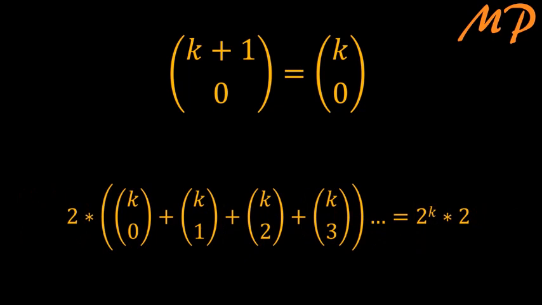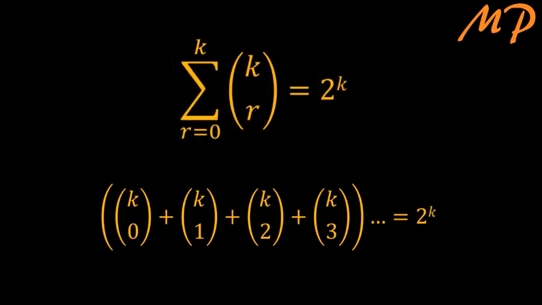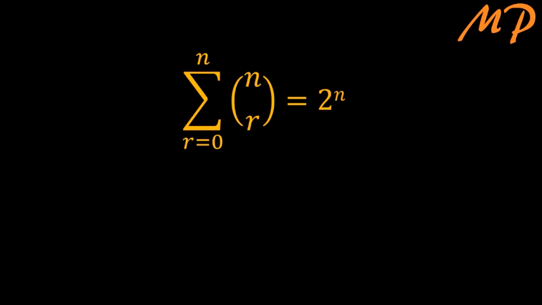Now all we have to do is cancel 2 from both sides. And we are finally left with this equation, but we already know that this statement is true, because it's what we started with. Hence we have proven that the sum of combinations in the nth row is equal to 2 to the power of n.